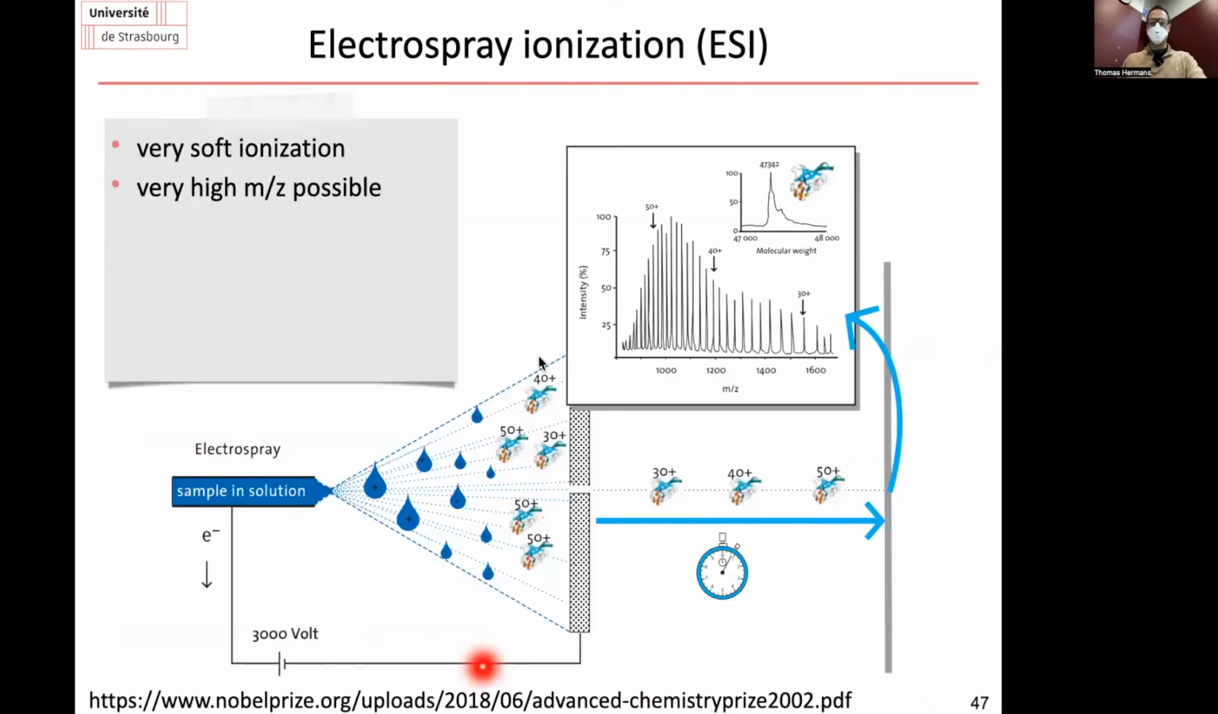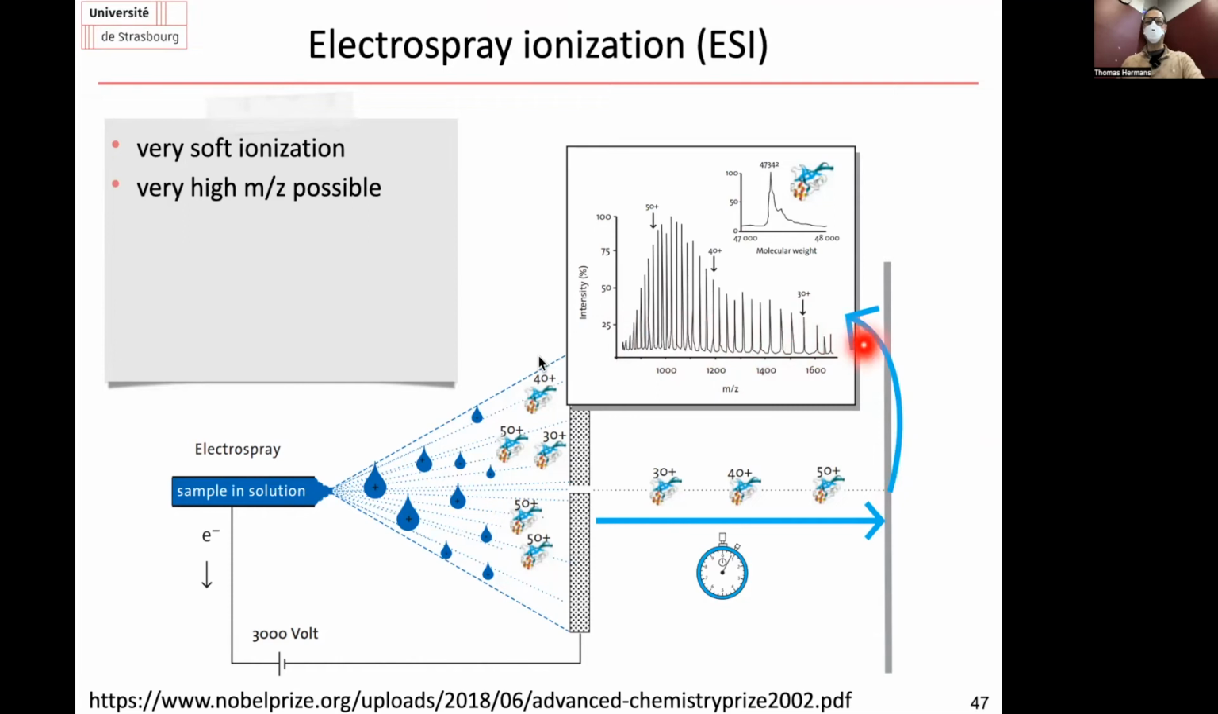So this was Nobel Prize 2002. You have very soft ionization, and you have very high M over Z. For example, I have a protein in solution. It goes in this sprayer. The droplets get smaller, smaller, smaller. Eventually, there's no more solvent. I only have ions of my protein. As you can see, they have huge numbers of charges. So they get accelerated a lot, and then I get this.